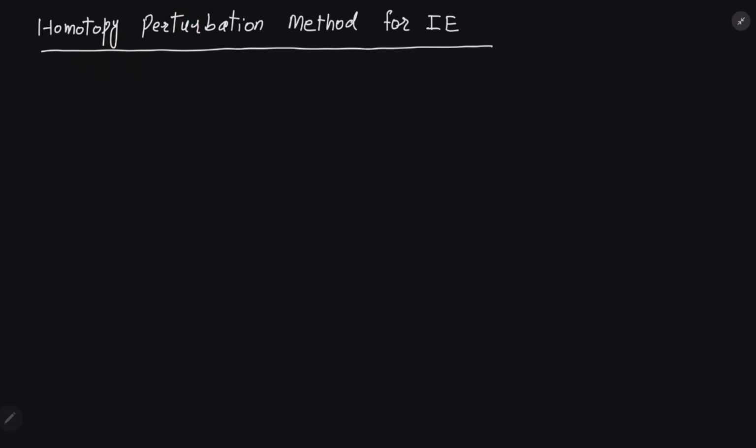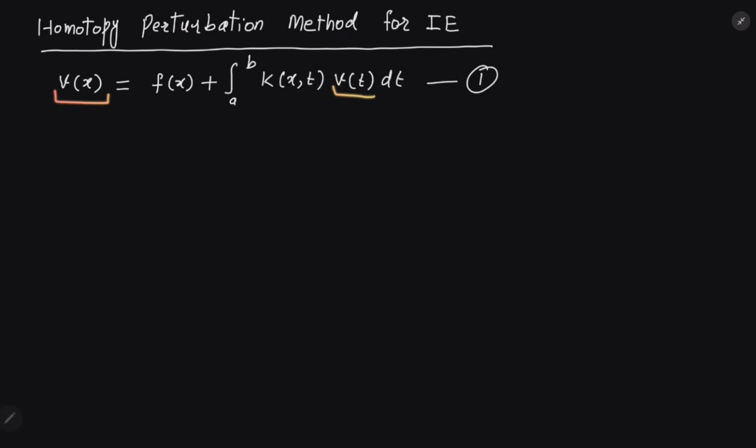We write our integral equation in the form v(x) = f(x) + ∫ from a to b of k(x,t) v(t) dt. This is our integral equation. Remember that here the solution is v.